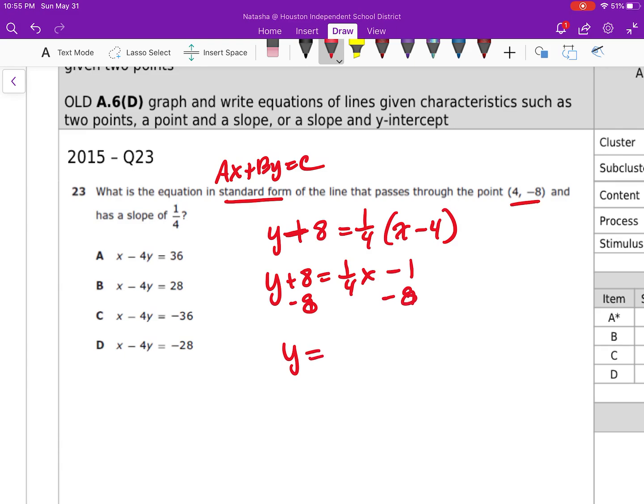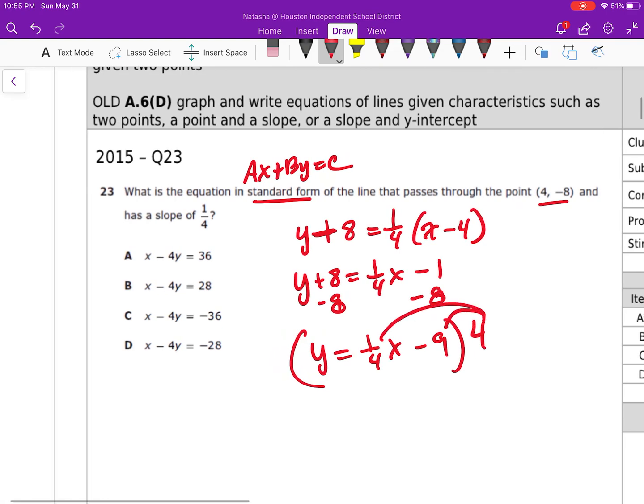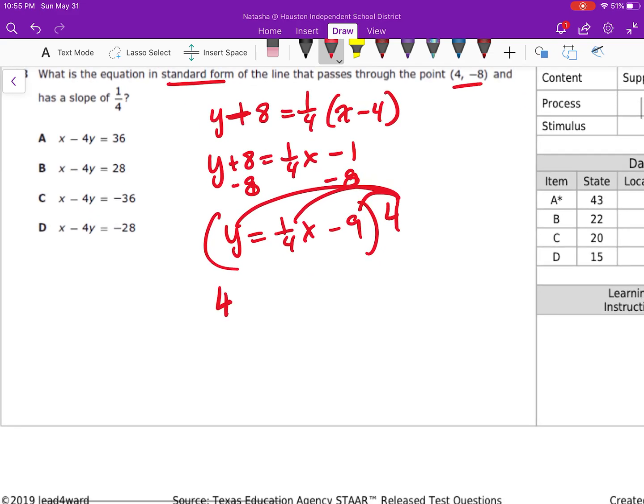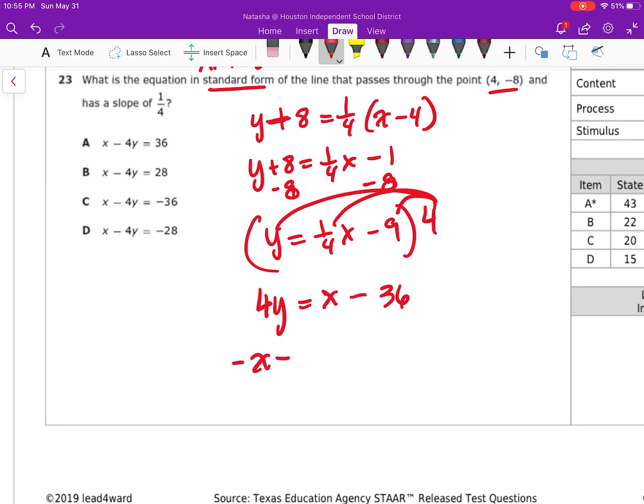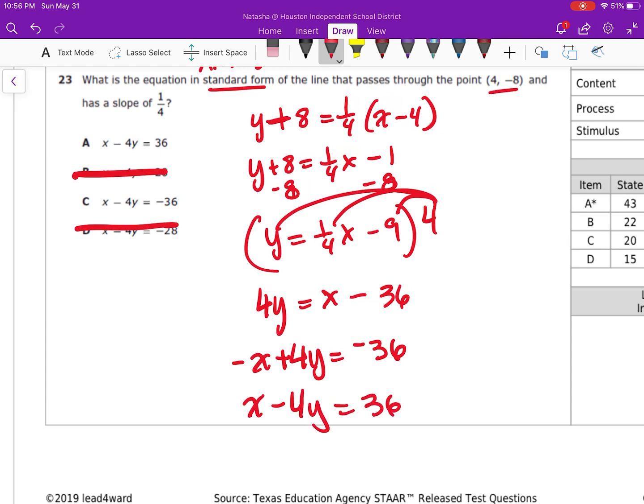Y is equal to, I know why I said 9, because it's going to be equal to 9. My brain was working ahead. All right, now I need to get rid of the fraction. So I'm going to multiply by my denominator, which is 4. So I'm going to multiply every term by 4. So this becomes 4y is equal to x, and then that's going to be minus 36. Move the x over, so that becomes negative x plus 4y is equal to negative 36. That eliminates D and B. Switch my signs. This becomes x minus 4y is equal to positive 36. So that gives me my answer choice A.